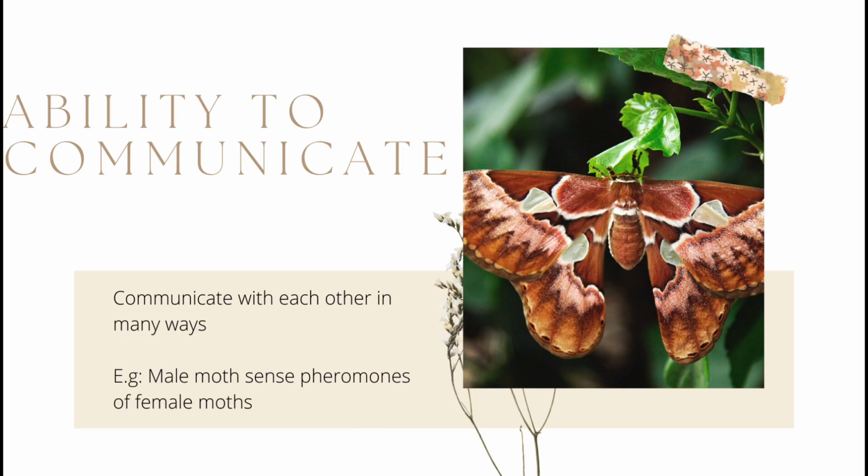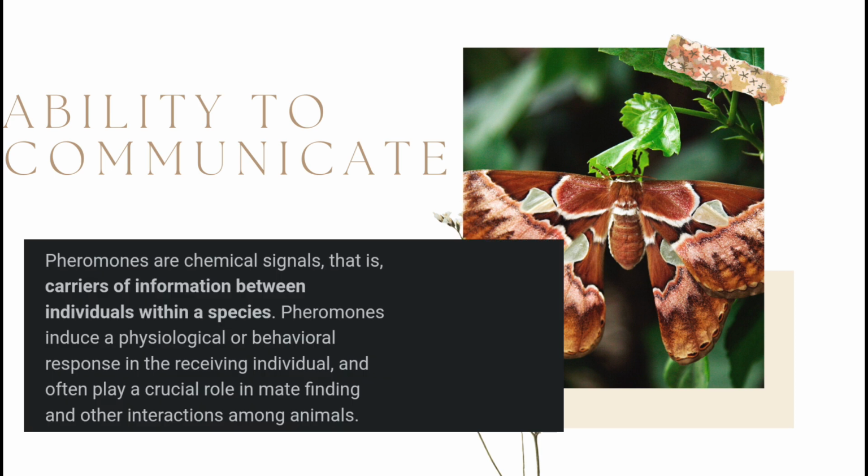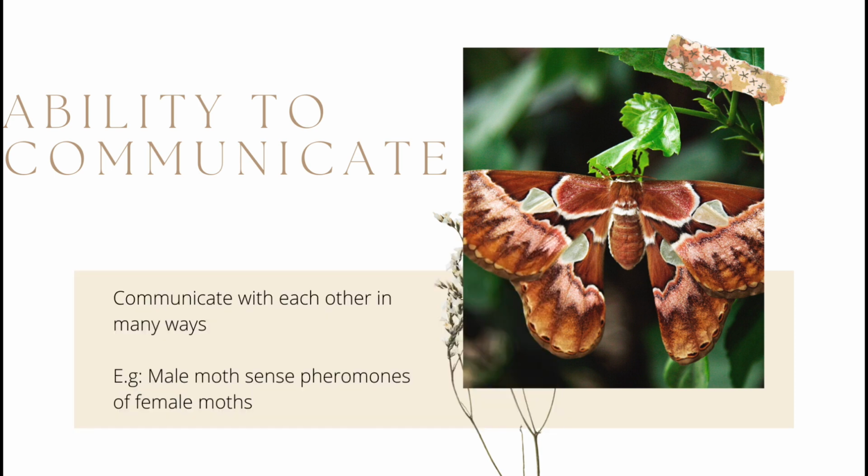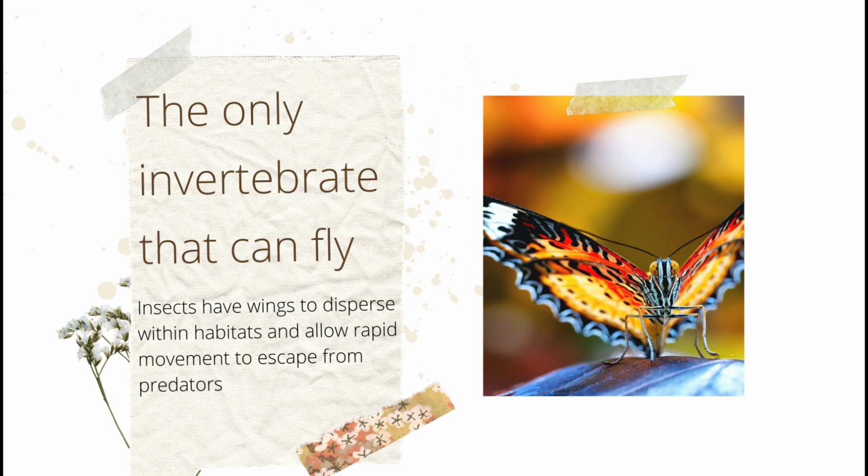Third, insects have the ability to communicate. They can communicate with each other in many ways. For instance, a male moth sends pheromones to female moths. Last but not least, insects are the only invertebrates that can fly. Insects have wings to disperse within habitats and allow rapid movement to escape from predators.